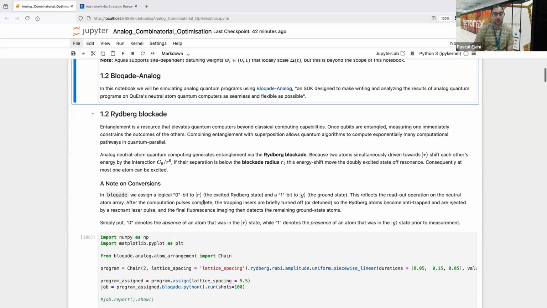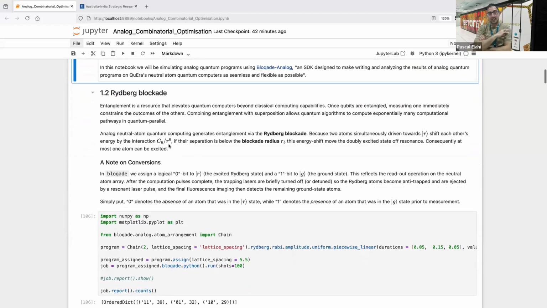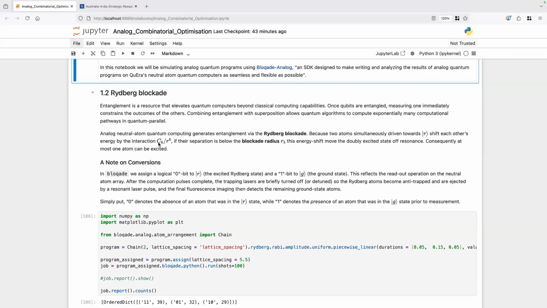I'm going to go here. So the Rydberg blockade, people can read the full notebook when they would like to, but I'm just walking through some of the steps and also walking through some of the code. So the neutral atom technology generates entanglement via Rydberg blockade, and that's because two atoms simultaneously driven toward the Rydberg state are shifted in energy through the interaction term.